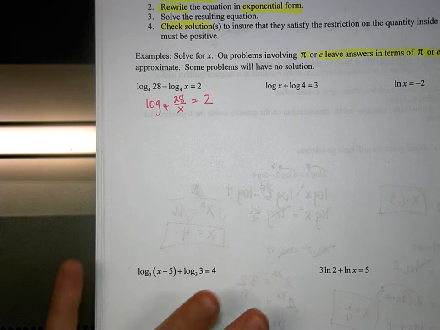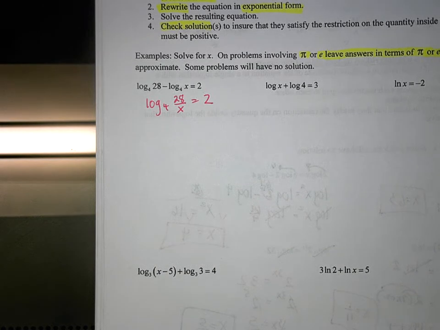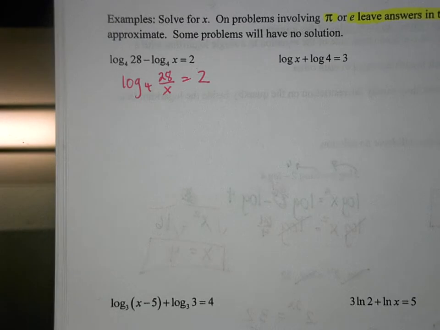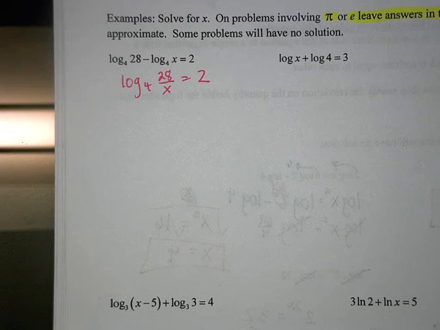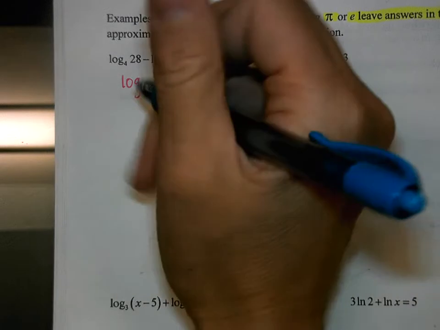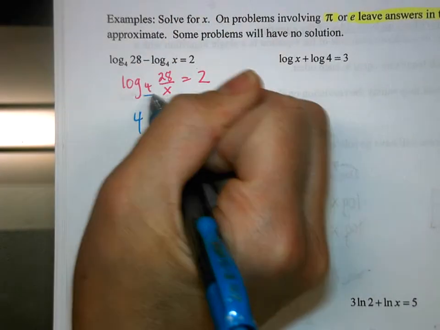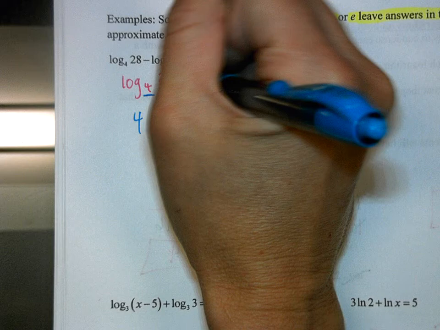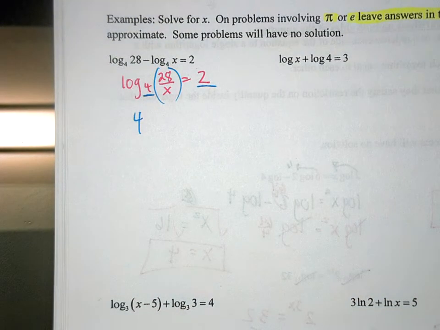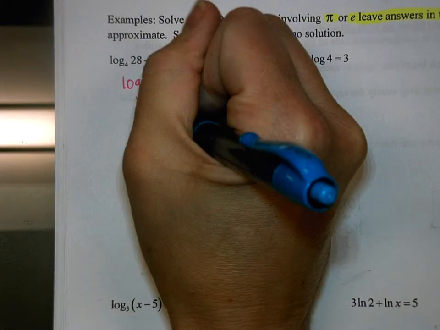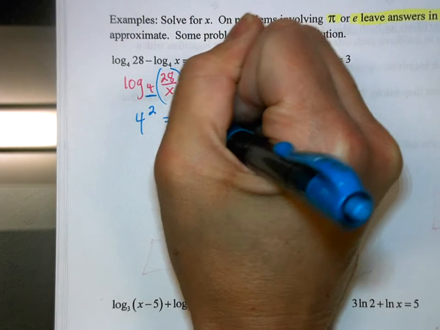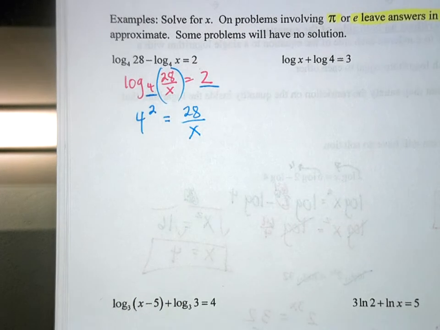On this problem, I am not able to cancel this log out. Why? Very good. I don't have a log on the other side. But I can get rid of the log by turning it into exponential form. So how do I rewrite this one in exponential form? It's always your base, and this is always your power, and this part is always the answer. So in this case, the equation will be written as what? Very good. 4 to the second power equals 28 over x.